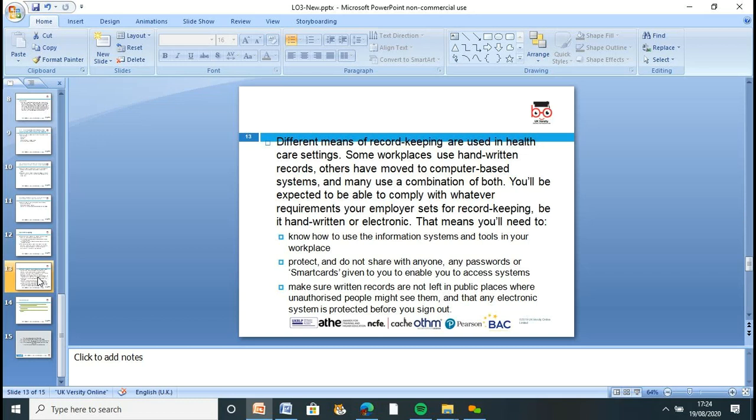And then we also go on to different means of record keeping that are used in health and care settings. Some workplaces can use handwritten records, others can be computer-based, or some will do a bit of both. So you'll actually need to just go with whatever it is. Wherever you end up working or wherever you're working now, you need to comply with their record-keeping process. It can be handwritten or electronic, and you need to be able to store it in the way that they need you to keep it.